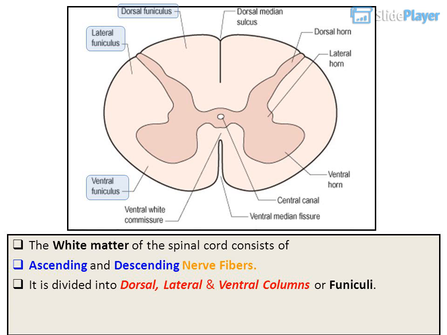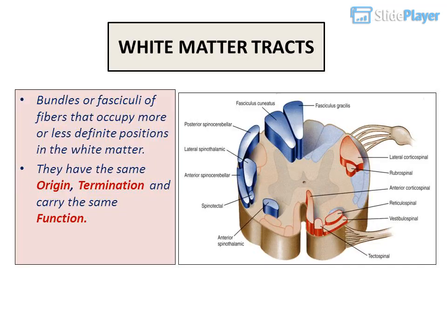The white matter of the spinal cord consists of ascending and descending nerve fibers. It is divided into dorsal, lateral and ventral columns or funiculi. White matter tracts are bundles or fasciculi of fibers that occupy more or less definite positions in the white matter. They have the same origin, termination and carry the same function.